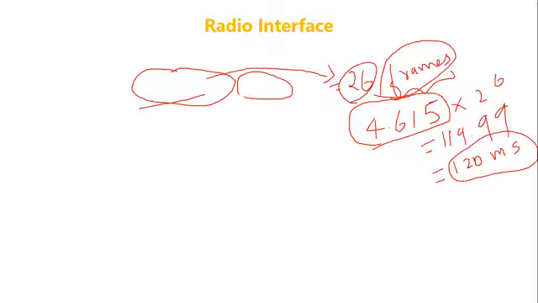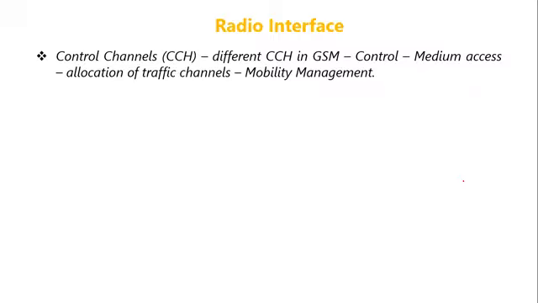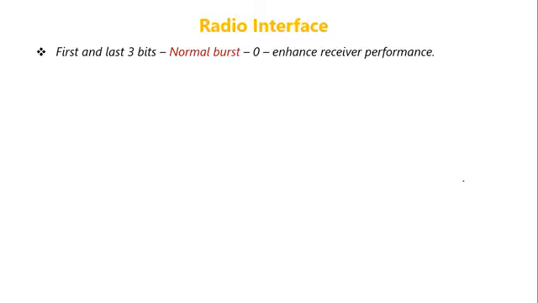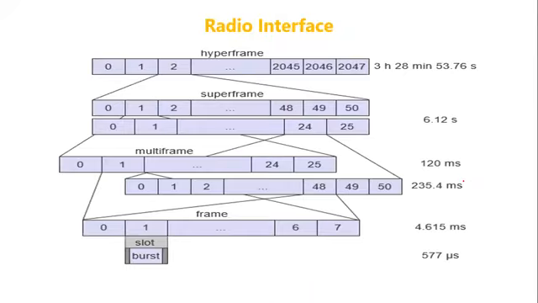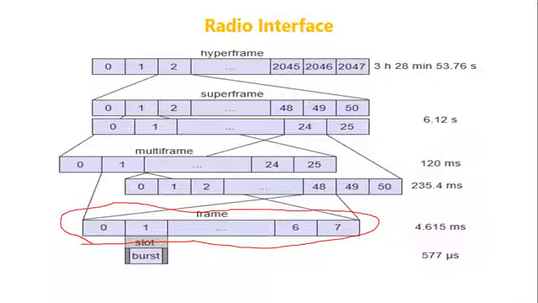Now let us go through that other diagram which we previously left out. Here you can see this is one frame. One frame contains 8 slots, 0 to 7, and the frame duration is 4.615 milliseconds. If you put together 26 such frames, then you get a multi-frame.